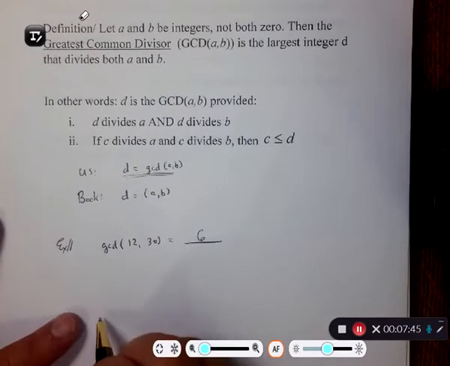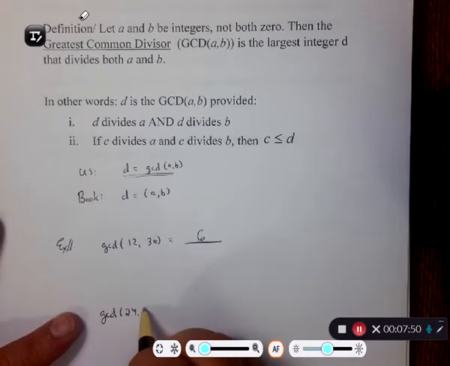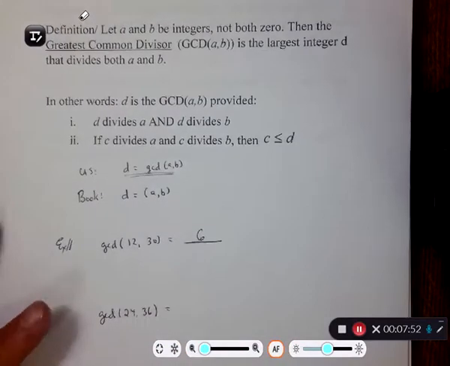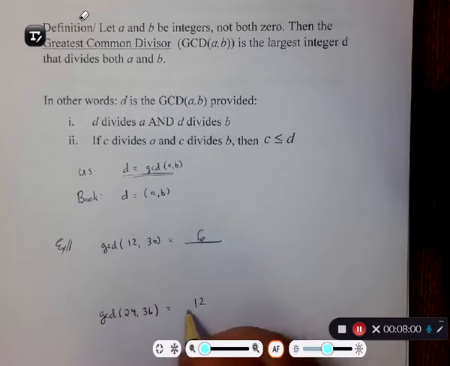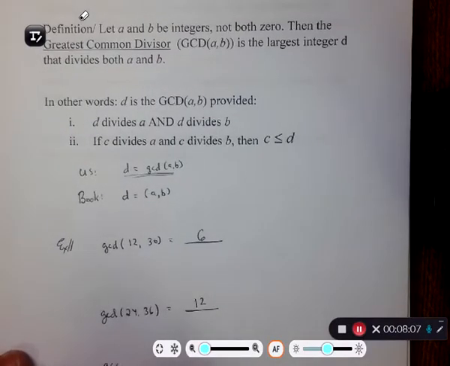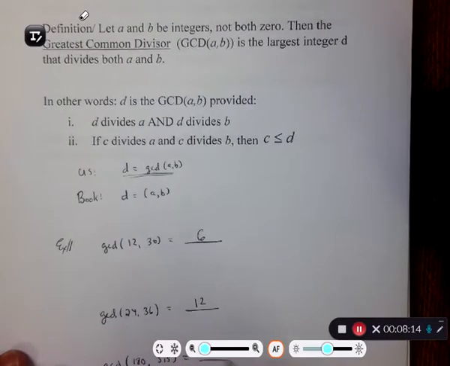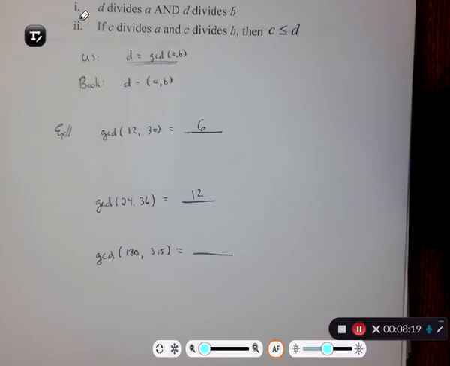But here's another example here. What is the GCD of 24 and 36? So it gets a little bit bigger here, but don't overthink it. What's the biggest divisor of both 24 and 36? Again, you should be able to look at this and say clearly it's going to be 12. Okay? But when we get into bigger ones, like the GCD of 180 and 315, now it begins to worry us about finding the GCDs.